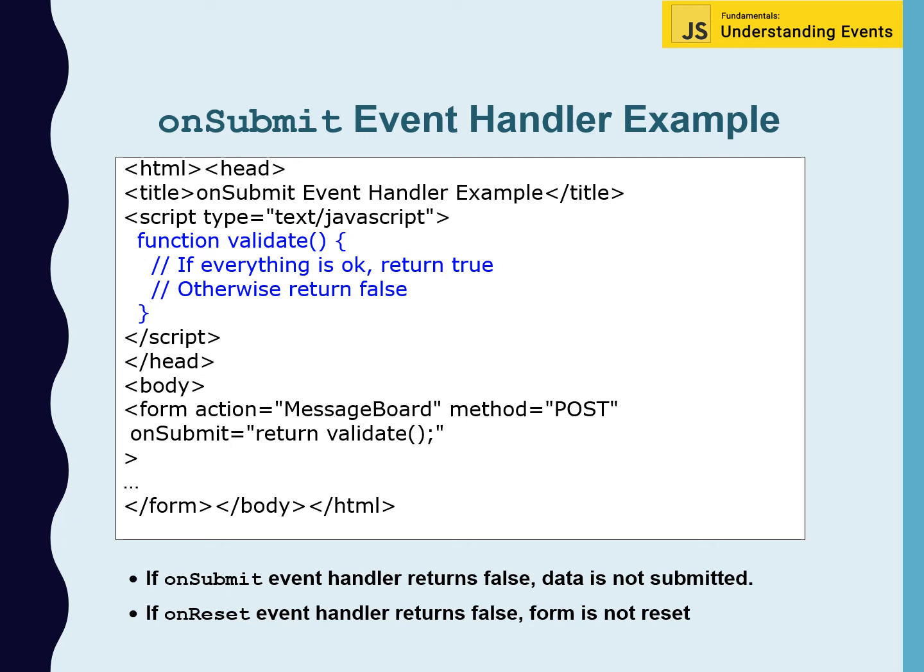The onsubmit event handler here takes the value return validate. So it will call the validate function in JavaScript. Inside the function validate, there will be statements for checking the validity of different inputs. After checking all the input values, if everything is fine, it will return a true value. If any mistakes are there, it will return a false value.